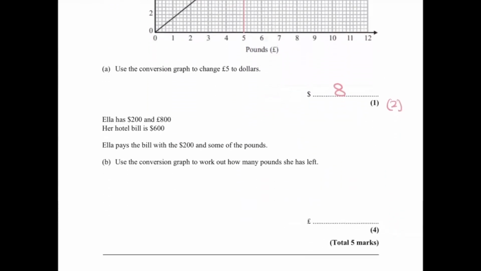Now, Ella has $200 and £800. Her hotel bill is in dollars, 600. She pays the bill with the 200 and some of the pounds. We've got to use the conversion graph to work out how many pounds she has left. So the first thing to note is that her bill of 600 has the 200 paid against it. So there's an outstanding balance of $400.